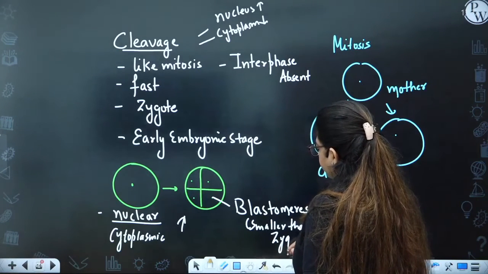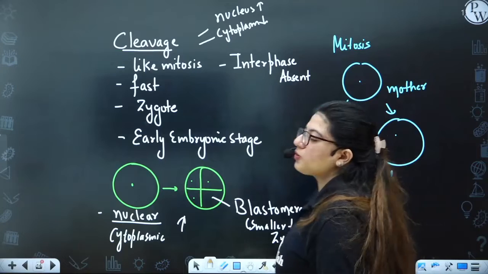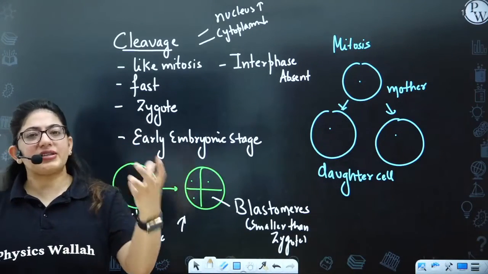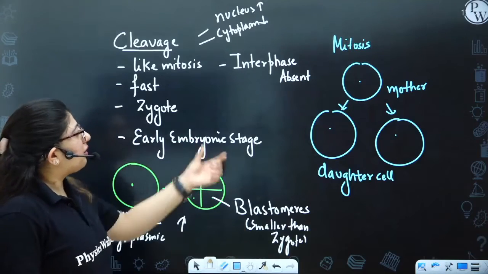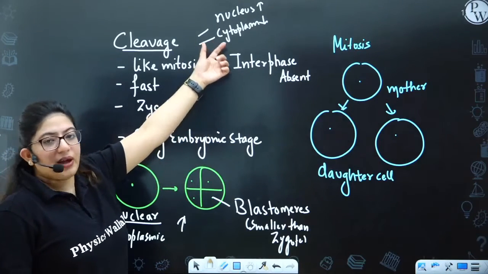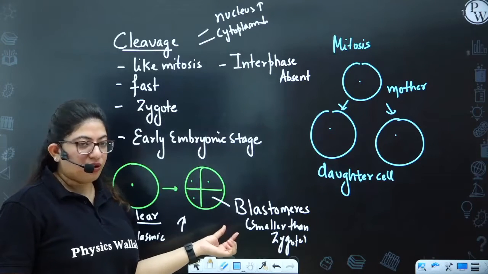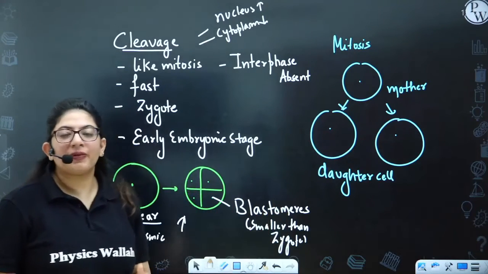So this is the difference between cleavage and mitosis. They are like mitosis only, the number of cells is increasing, but interphase is absent. As a result, cytoplasm is not formed, the cell size is smaller, and the daughter cells are known as blastomeres.